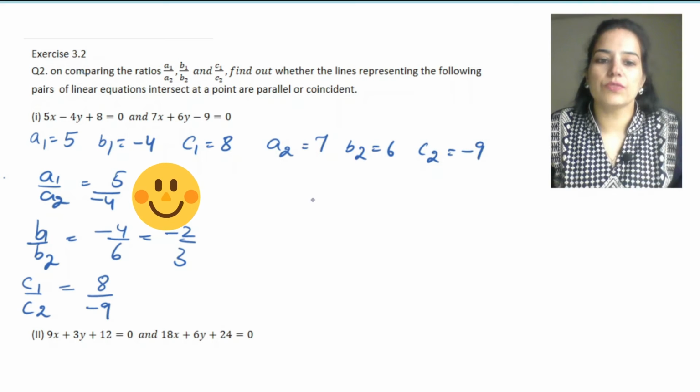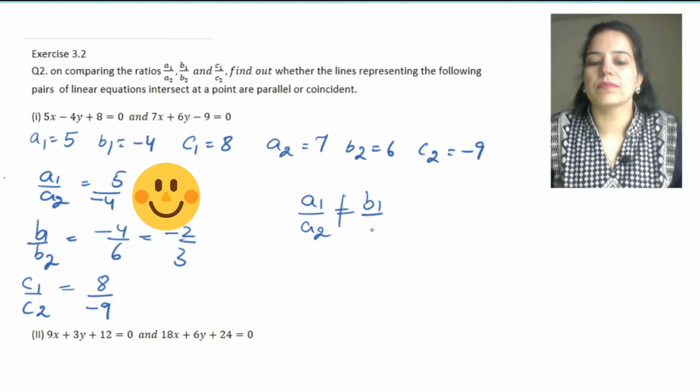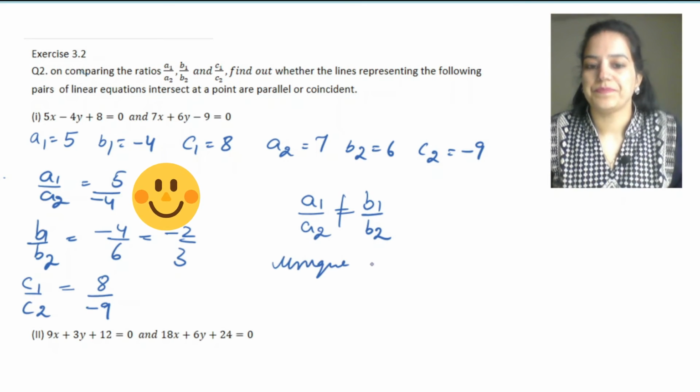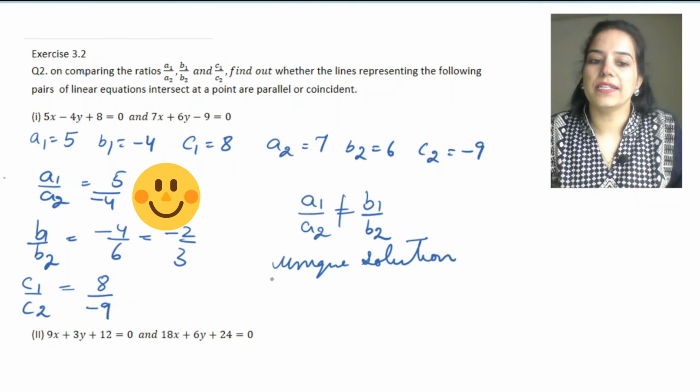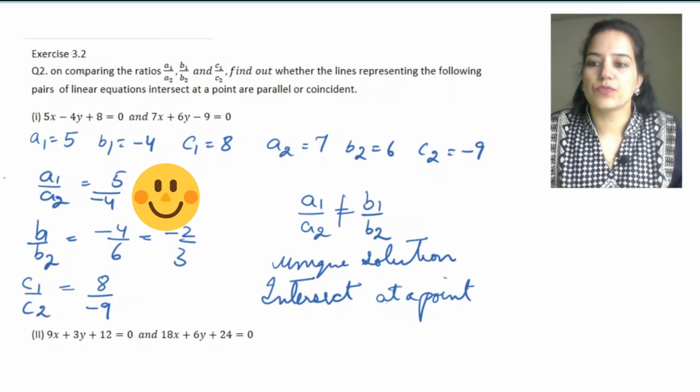Now here clearly you can see that A1 by A2 is not equal to B1 by B2. Now this is a condition for unique solution, right? Or that means the lines will intersect at a point. They will intersect at a point, right? Let's move to the second part now.